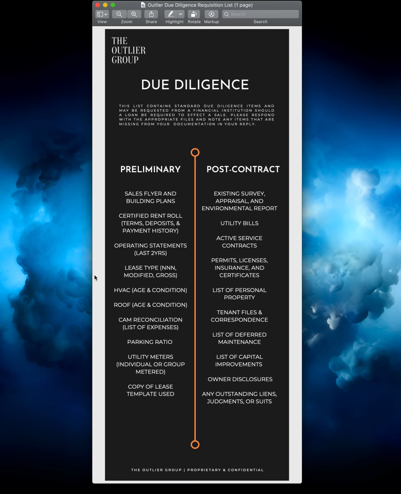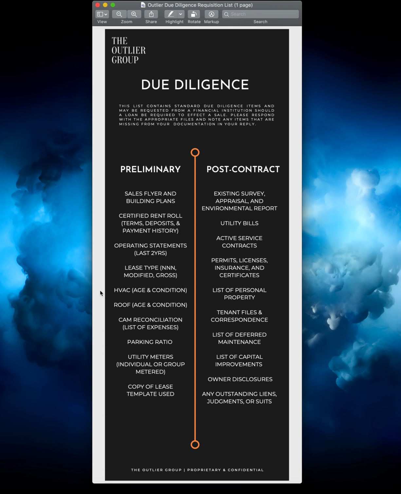If they have leases in place, what do they look like? Are they triple net? Are they gross leases? In other words, does the landlord pay the expenses or is the tenant paying the expenses? We want to get that clear picture again. HVAC and roof, obvious. We want to make sure the HVAC is not going to break down or the roof's not caving in or leaking. So we ask for the age and condition.